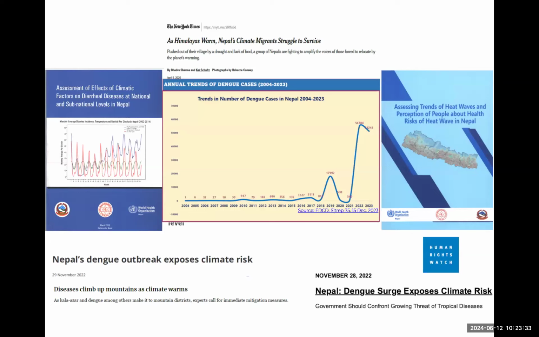The first case was detected in 2004. In 2 decades, it was just around 100 cases. But since last year, the numbers are about 50,000 each year. So it also shows that the impact of climate change on health is very serious. The global threat for the health system is climate change, which has been globally recognized, and actually in Nepal as well.